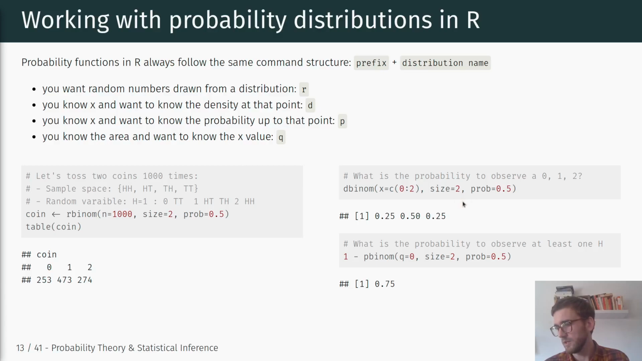We could also examine the probability to observe at least one head, for example, and keep in mind that pbinom gives you the probability of x being smaller than or equal to a certain value. So in order to compute the probability of x being larger than that value, we have to look at 1 minus pbinom, and we look at q being equal to 0. So that's the cut point. Again, for a binomial distribution of size 2, so 2 trials, and the success probability of 0.5.